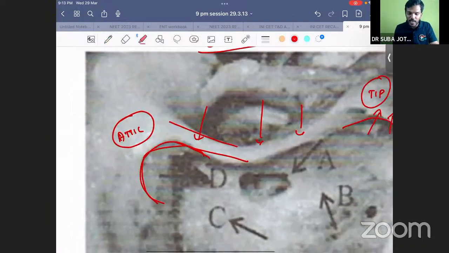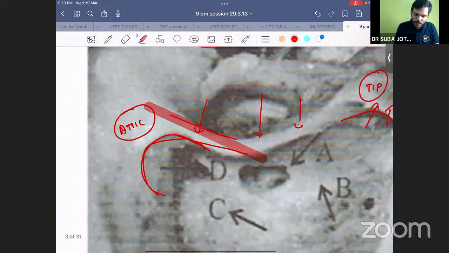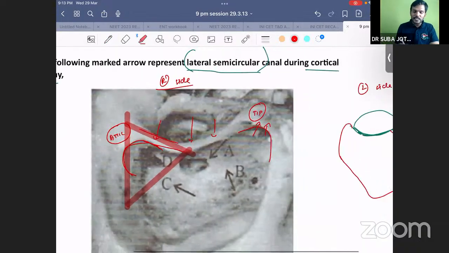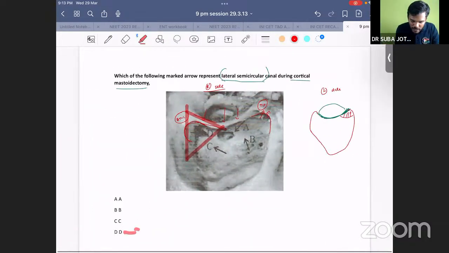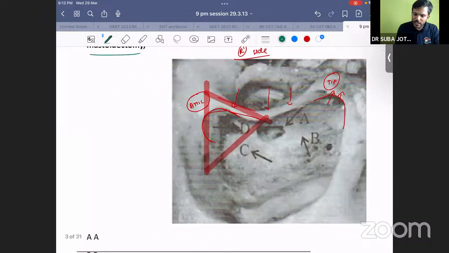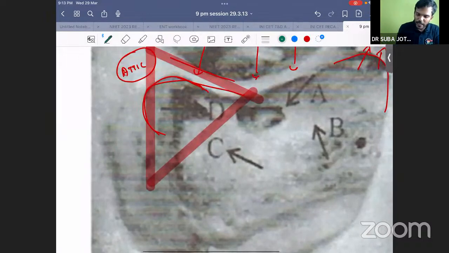draw the McEwan's triangle, posterior canal wall, zygoma, and a triangle joining that. So this is an area of McEwan's triangle where you could see the mastoid antrum. So the option D over here is the mastoid antrum part. Okay, the A over here. Okay, what is the A over here?